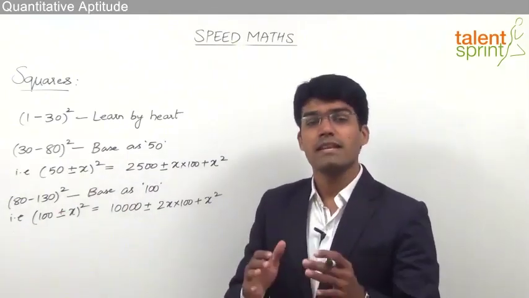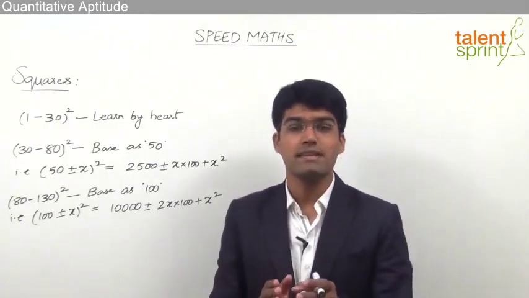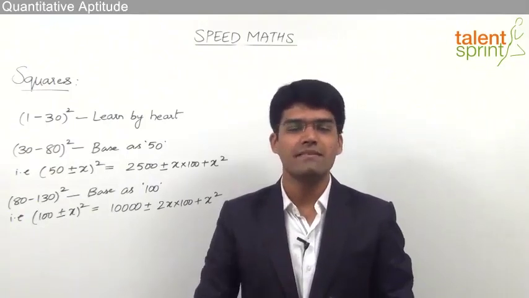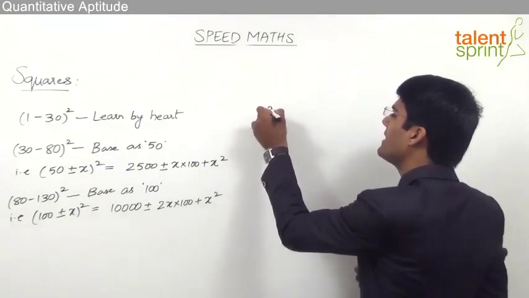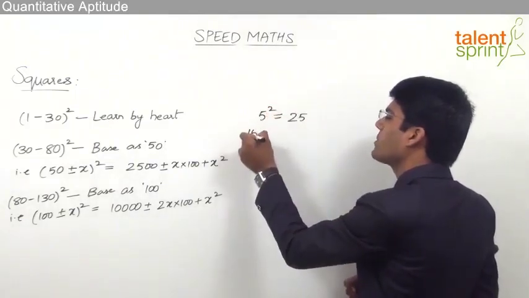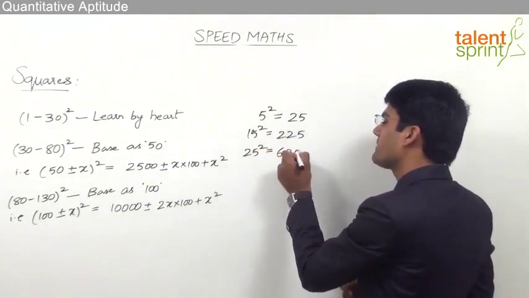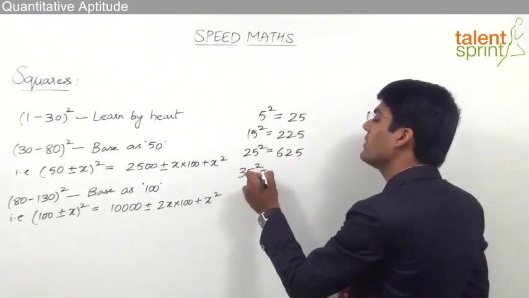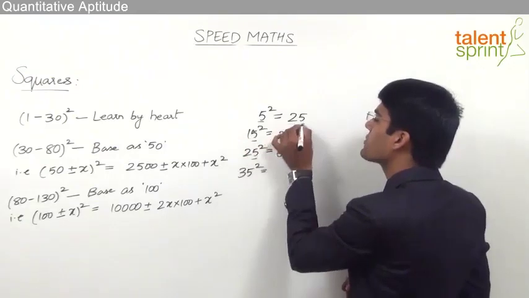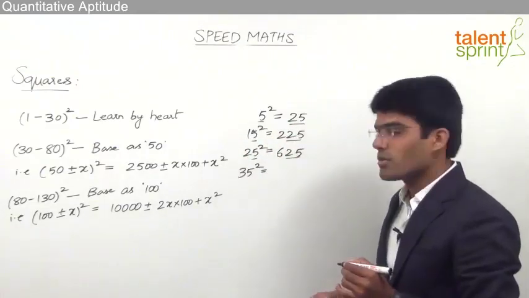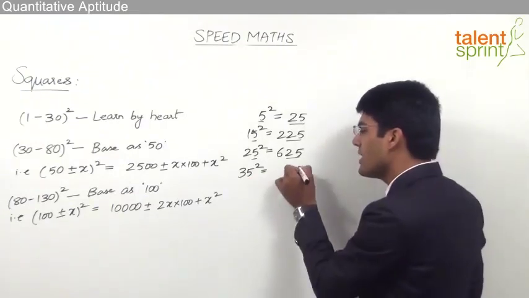Now the next point is how to find out squares of numbers ending with 5. This is a special case where finding out squares of numbers ending with 5 is a very simple job. For example, we know that 5 squared is 25, 15 squared is 225, 25 squared is 625, and 35 square will be equal to what? If we try to understand the pattern here, whenever a number ends with 5, its square always ends with 25. So 35 square has to end with 25.